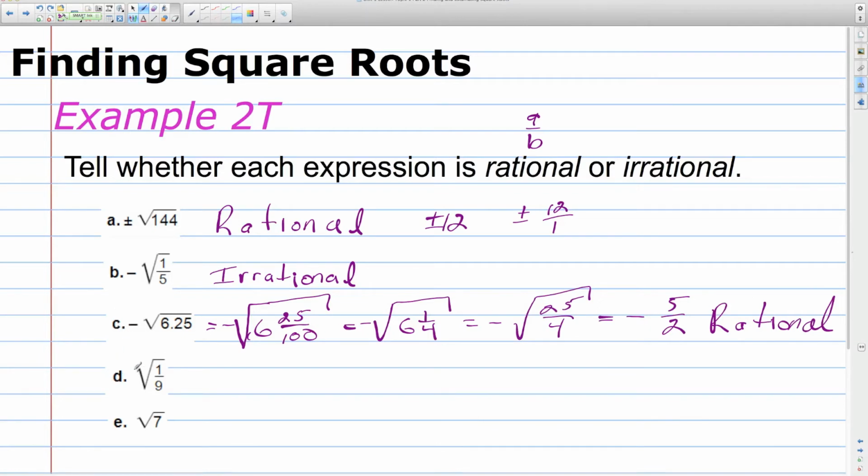Similar to C, D is going to be rational also. And the reason is we can simplify the square root of 1 to 1, and the square root of 9 to 3, and 1/3 is a rational number. Therefore, this answer is rational. And since there's no whole number that we can square to get 7, this thing is going to be irrational.